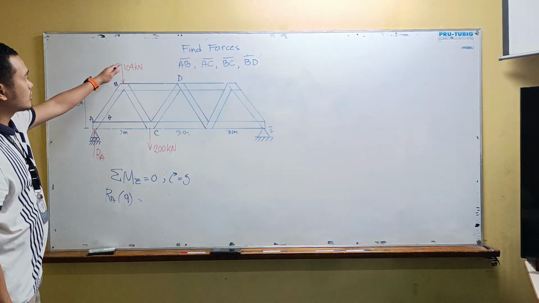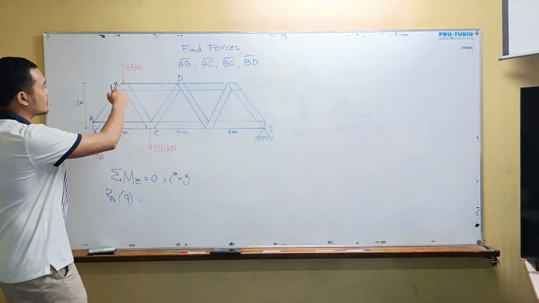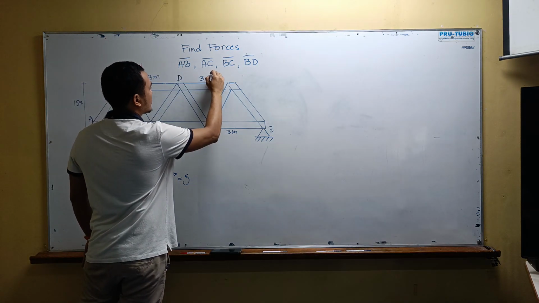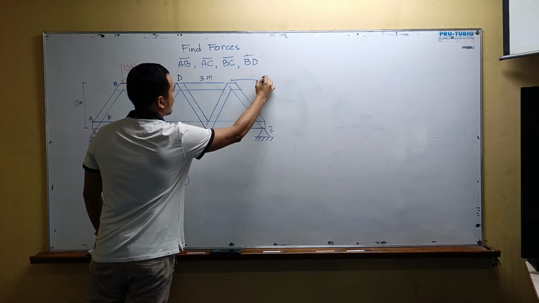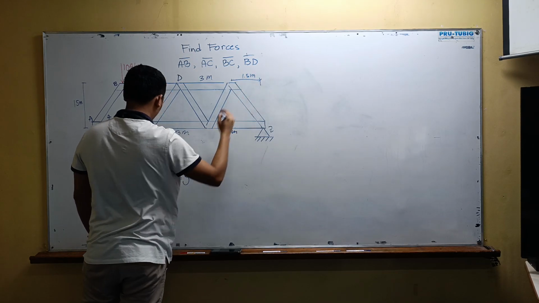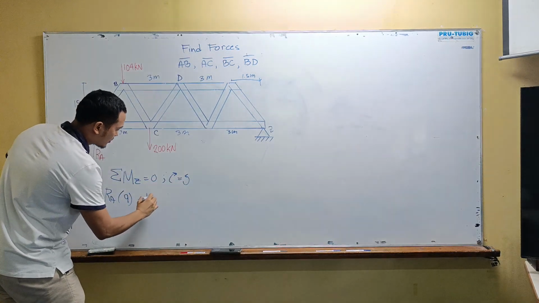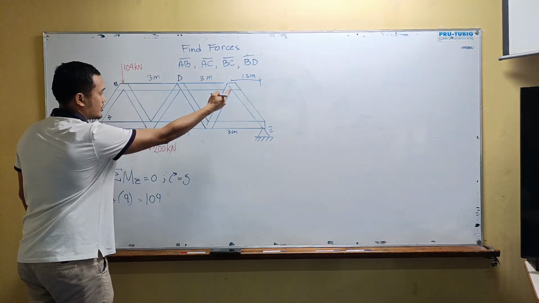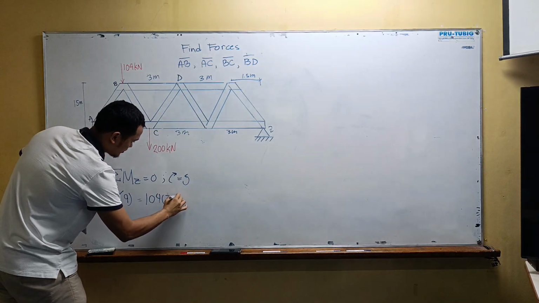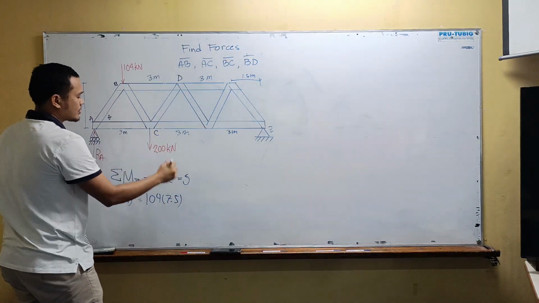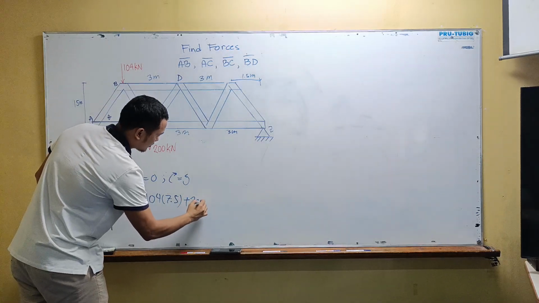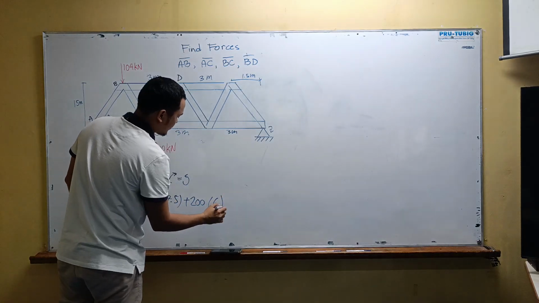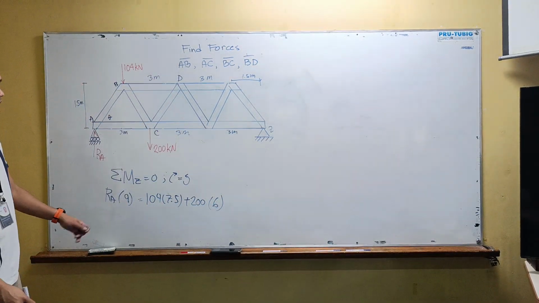For counterclockwise, it's 104 and 200. 104 here is 3 meters, and then this one's half, so that's 1.5 meters. So 104 times distance 3 plus 4.5, that's 7.5, plus 200 times 3 plus 3, that's 6.